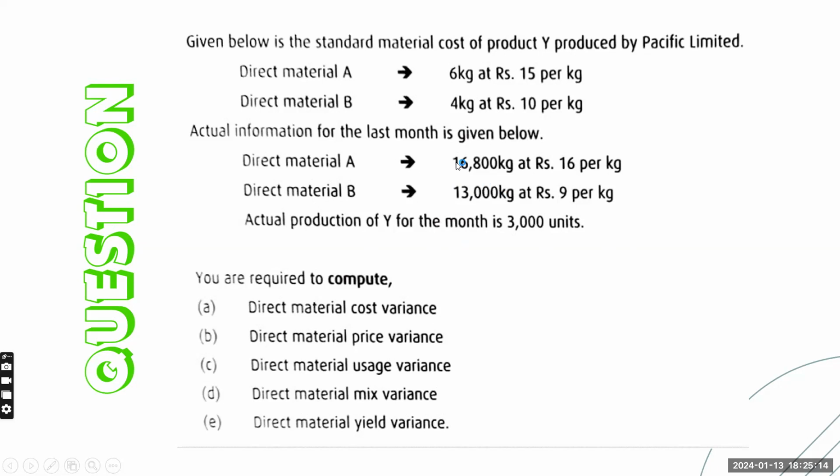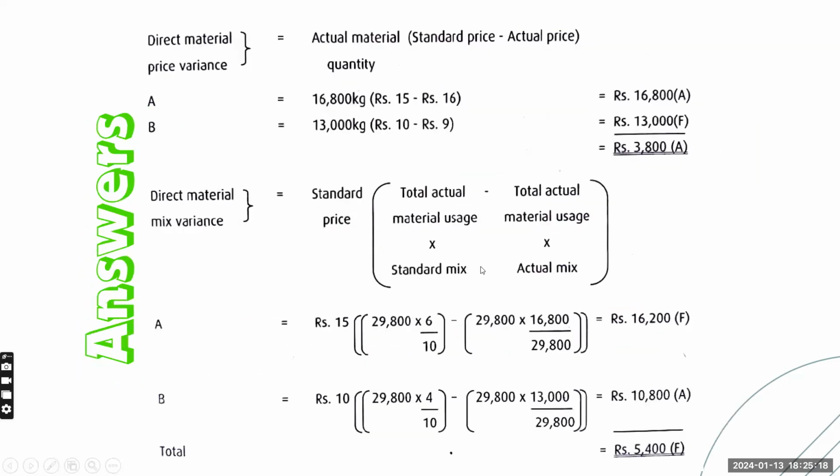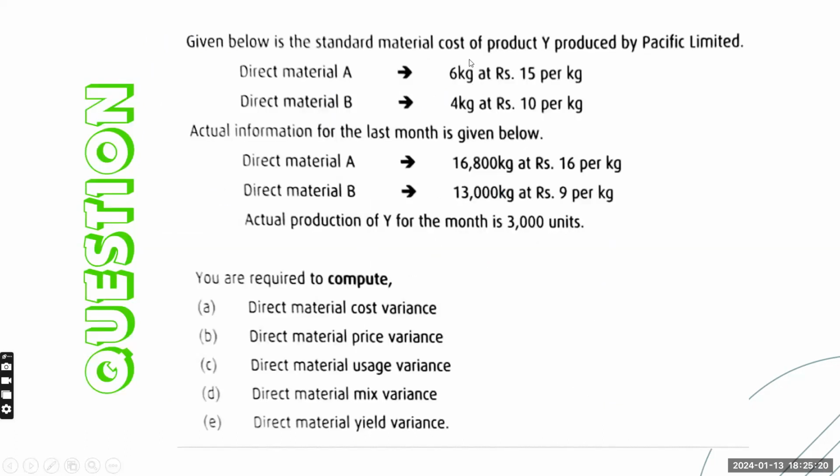Now see, here the standard mix. Sorry, we are supposed to take the standard mix, no. See, the standard mix is this: to produce 1 unit of Y you need material A 6 and B 4.